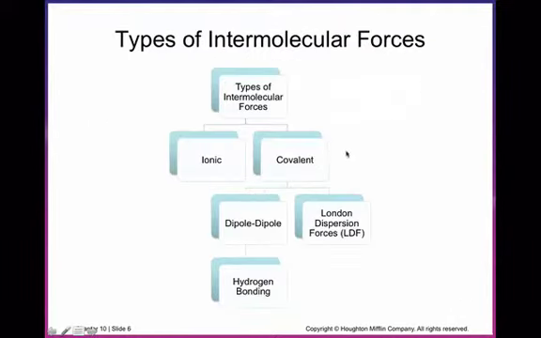So here are the types of intermolecular forces. We kind of classify them into ionic and covalent. So if you have an ionic compound, you have ionic intermolecular forces. If you have a covalent compound, you can have dipole-dipole, or you can have London dispersion forces. Dipole-dipole exists if you have a polar molecule. London dispersion forces exist if you have a nonpolar molecule. And then hydrogen bonding is a specific type of dipole-dipole. It's a special type that occurs within some molecules.